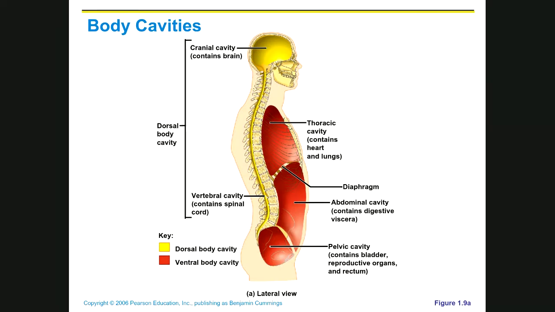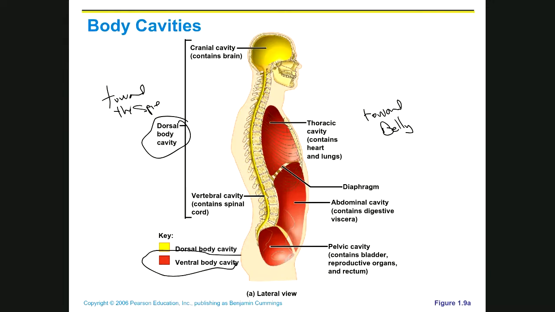There's one which is on the spine side. And remember, the word for toward the spine was dorsal. And so that's called the dorsal cavity. This yellow one that you see is the dorsal cavity. And then this one on the other side is toward the belly. And remember, the word for toward the belly is ventral. So this is called the ventral cavity. So we have a dorsal cavity and a ventral cavity.